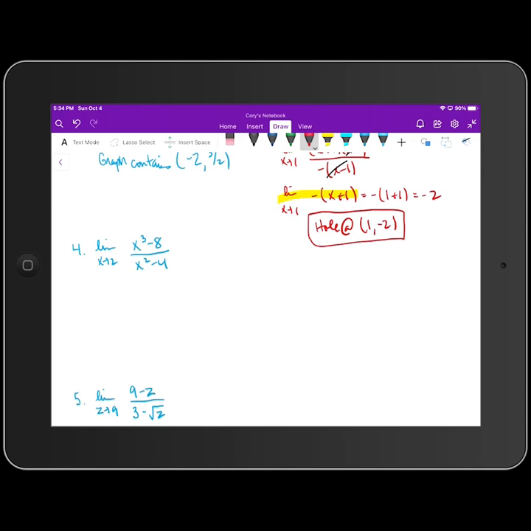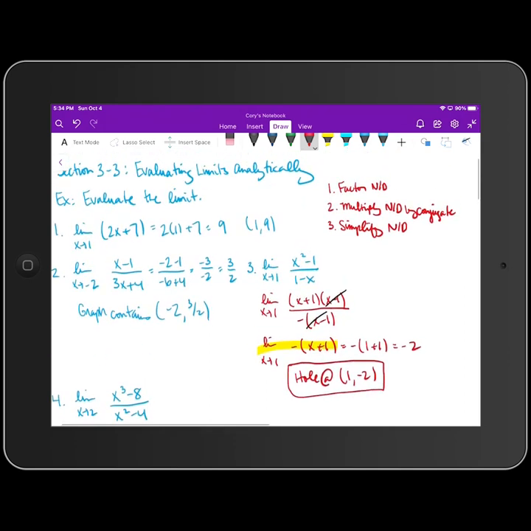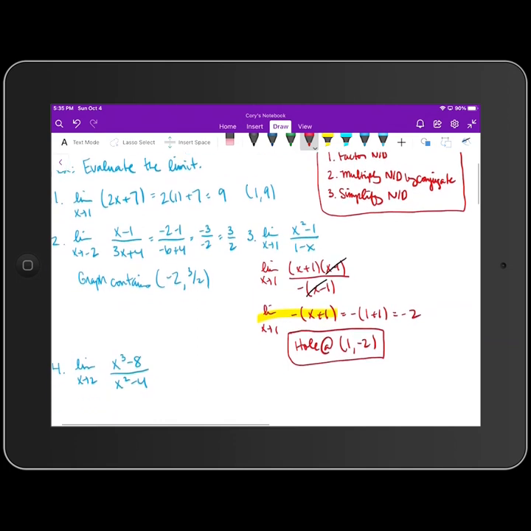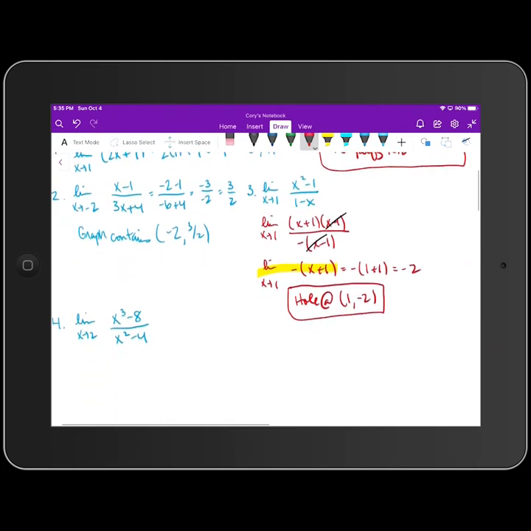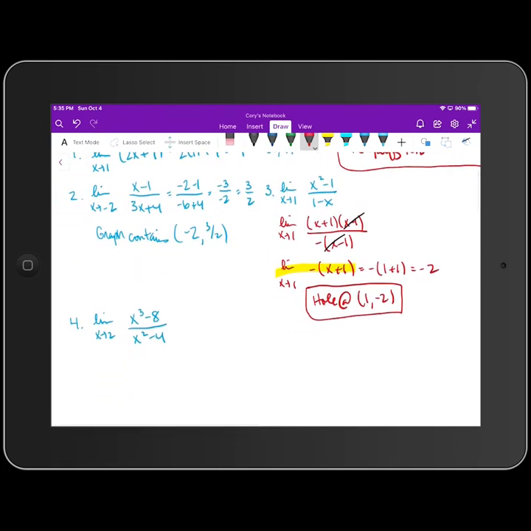Okay, so again, I can use one of the 3 techniques that we talked about up here: either factoring, multiplying the numerator and denominator by a conjugate, or simplifying the numerator and denominator. I can use those to evaluate this limit in particular. Okay, so for me, this is going to be a candidate for factoring.